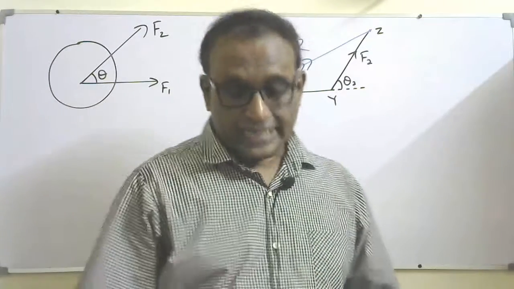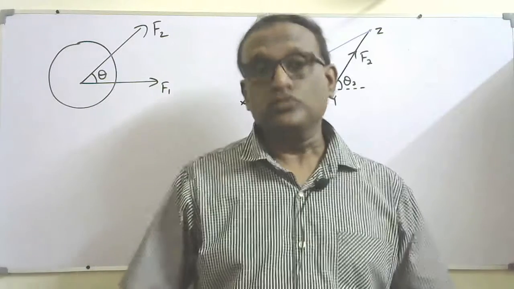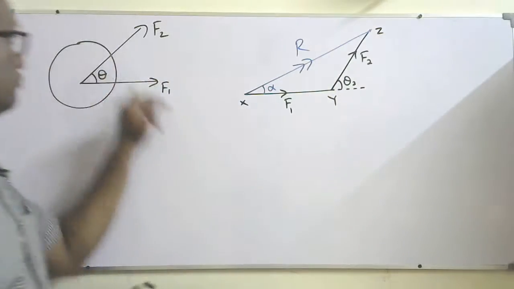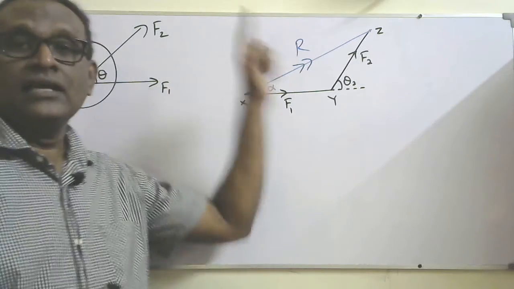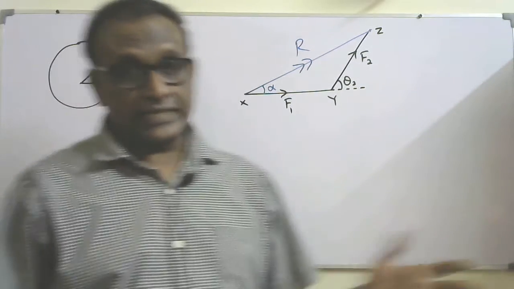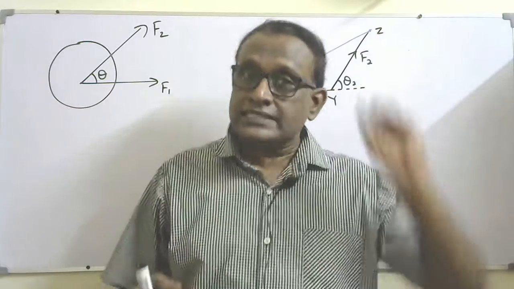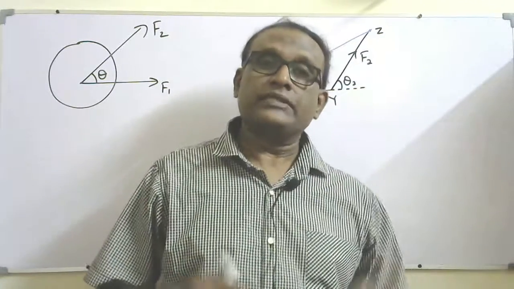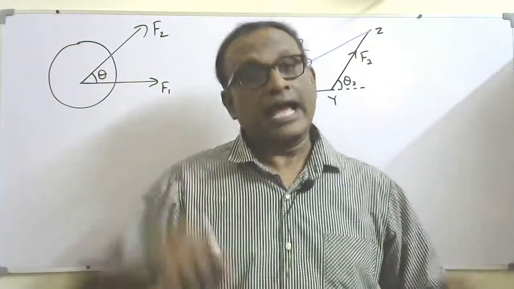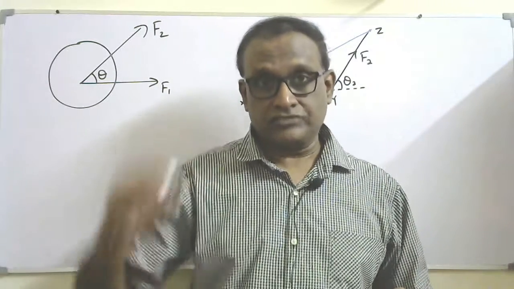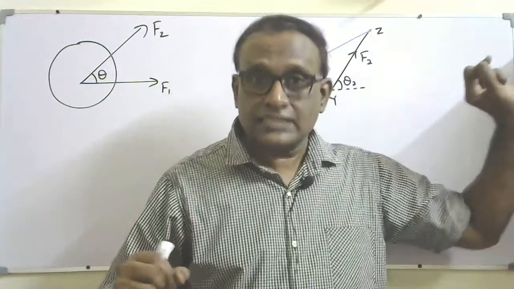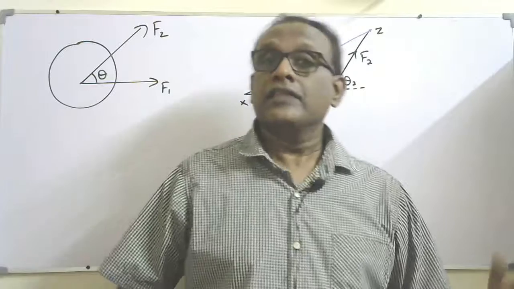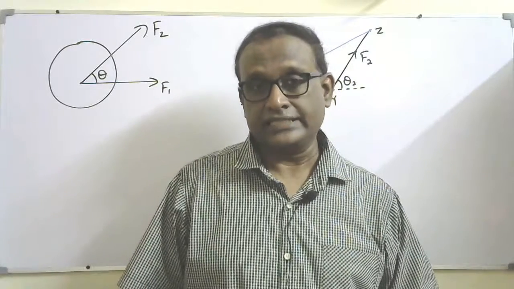So the vector addition rule says that when there are more than two forces, there also we can draw a vector polygon. Here there are two forces, so I got a vector triangle. If there are more than two forces, I'll get a vector polygon. There also, the second line should be started from the end of the first line, the third line from the end of the second line, and so on. And connect the starting point of the first line to the final point of the last line. That line indicates the magnitude of the resultant vector.